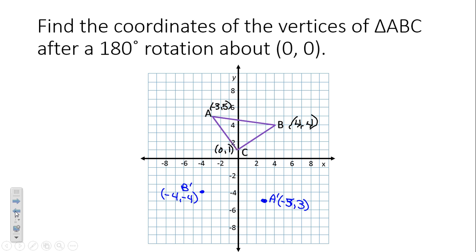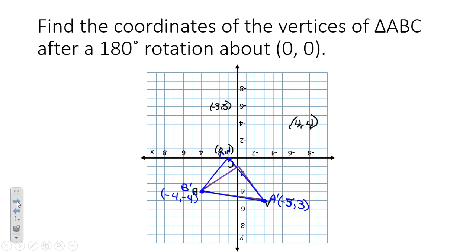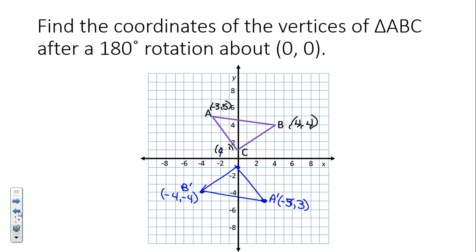And then our last one, C, was at 0, 1. So it will be at -1, 0. And provided we use a ruler, we'll get nice, neat lines that look right. And I did that wrong. Should be at 0, -1. My fault. Apologies. We don't switch it, we just change the sign.